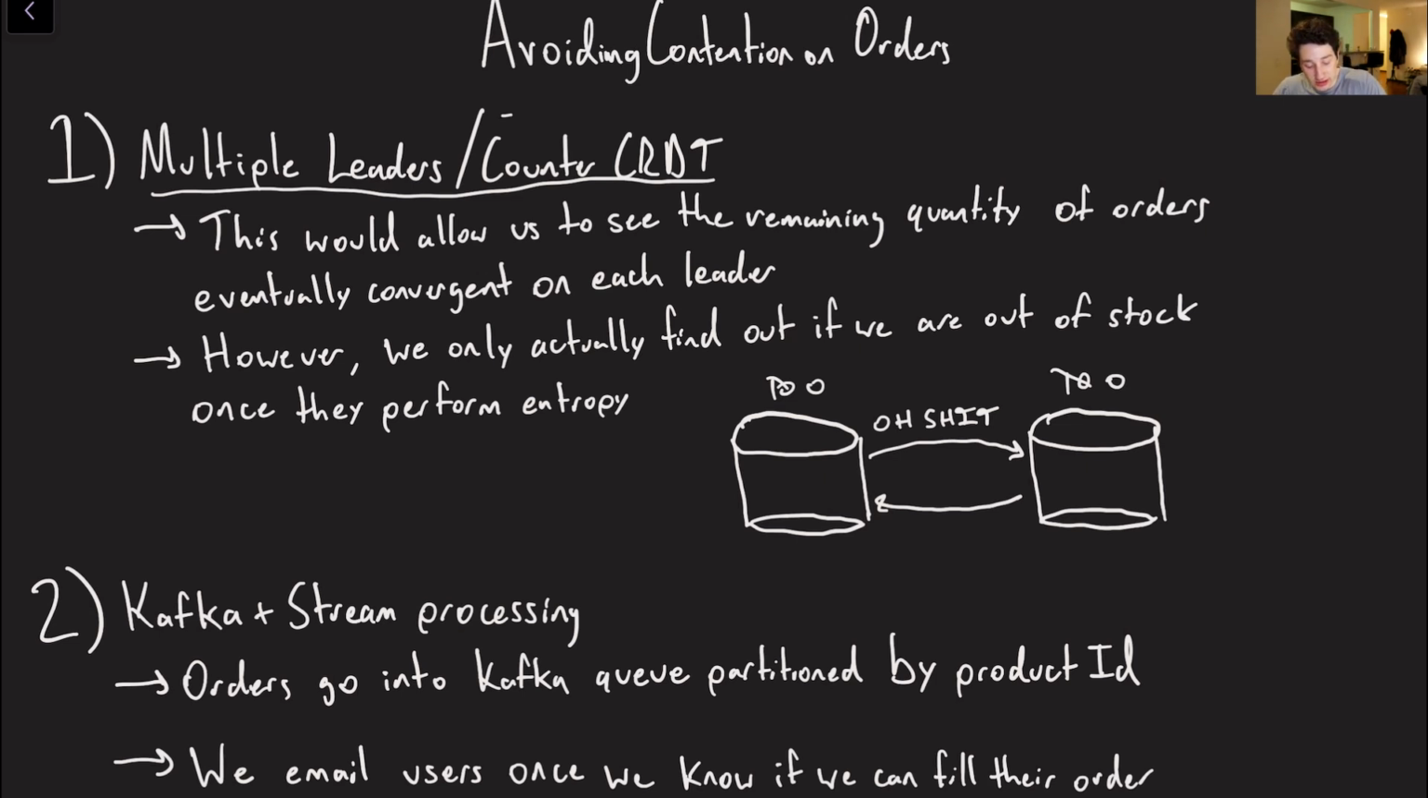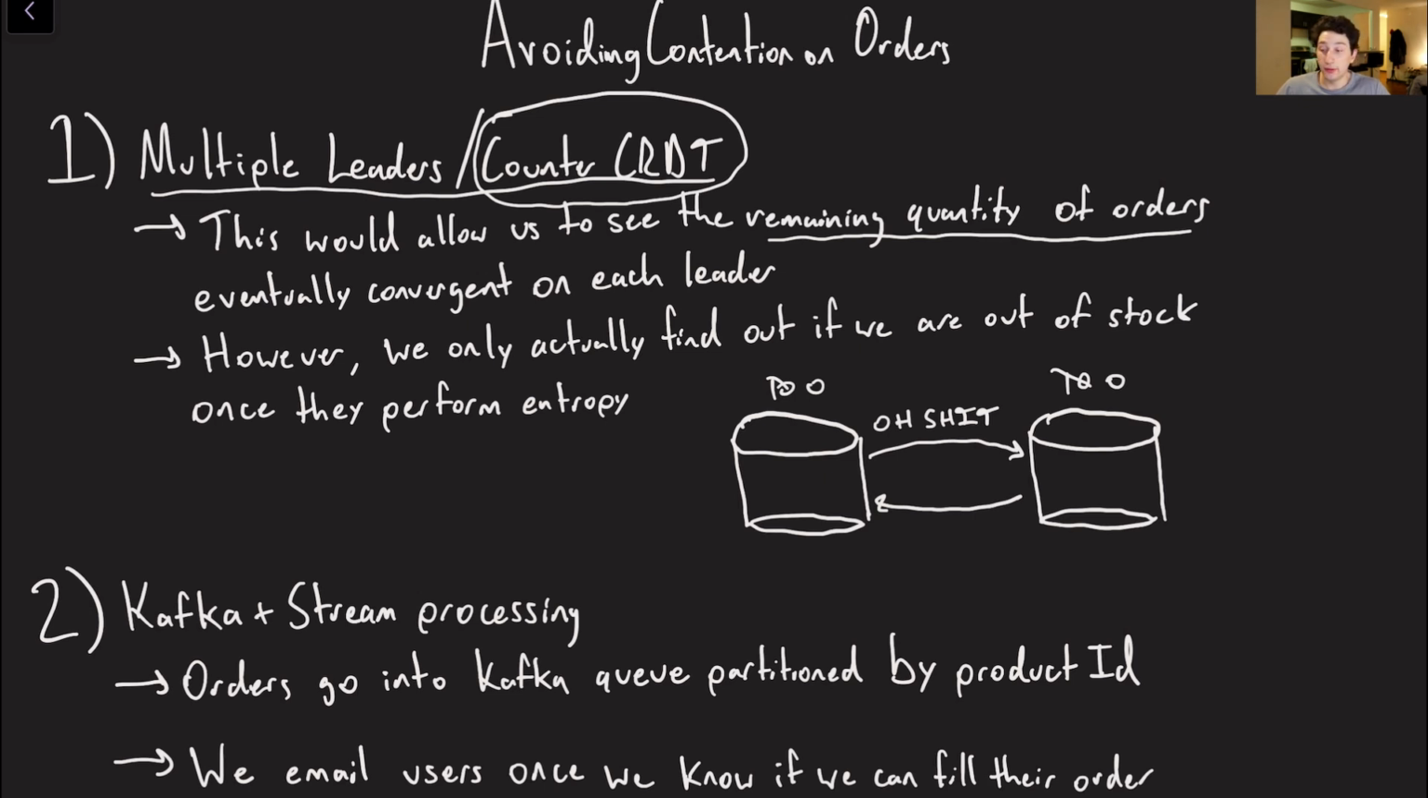Cool. So in this case, let's imagine we use something like a counter CRDT. This is something I've covered in the past, but basically the idea here is that you keep track of the number that you have incremented on every single leader instance, and then eventually those guys will sync together, and you'll have a good idea of the total number of increments, or decrements in this case. We could effectively see the remaining quantity of orders, or at least as well as each leader database knew it to be, and those guys would eventually converge.